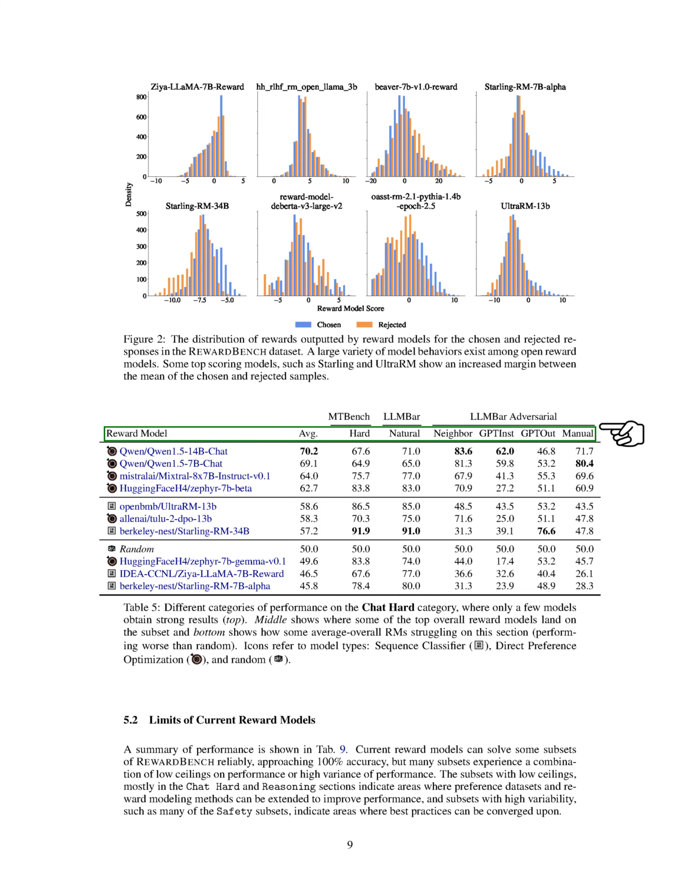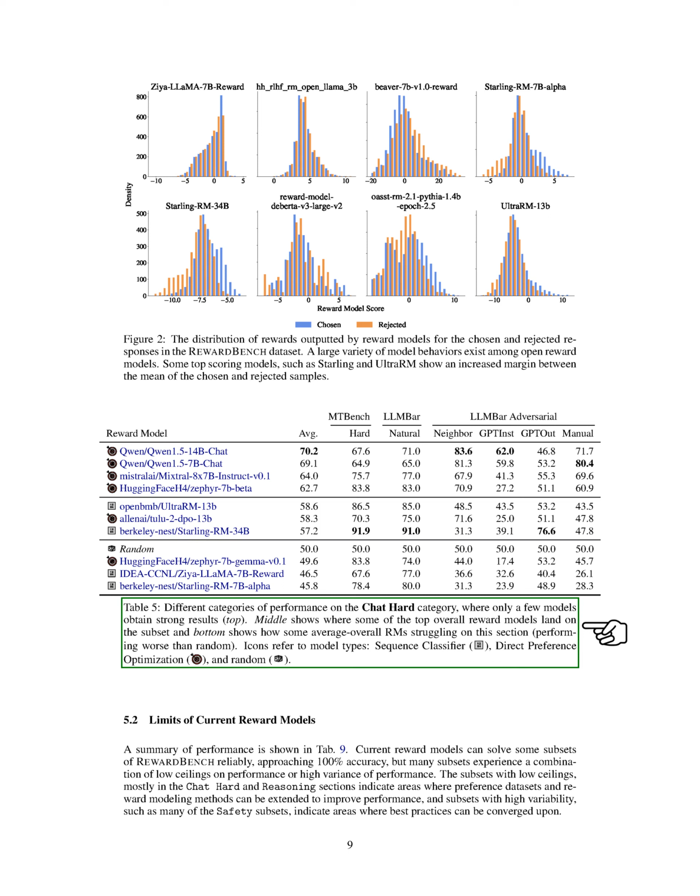When we look at the performance summary in the table, we find that current reward models can effectively solve certain subsets of RewardBench, achieving close to 100% accuracy. However, many subsets face challenges such as low performance ceilings or high performance variance. Subsets with low ceilings, particularly in the chat, hard, and reasoning sections, highlight areas where preference datasets and reward modeling methods can be expanded to enhance performance. On the other hand, subsets with high variability, like many of the safety subsets, indicate areas where best practices can be standardized.